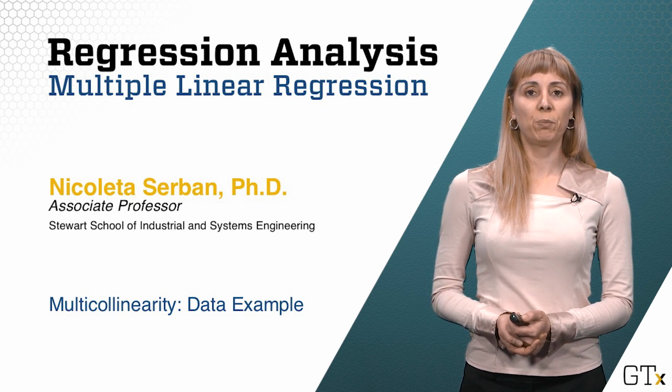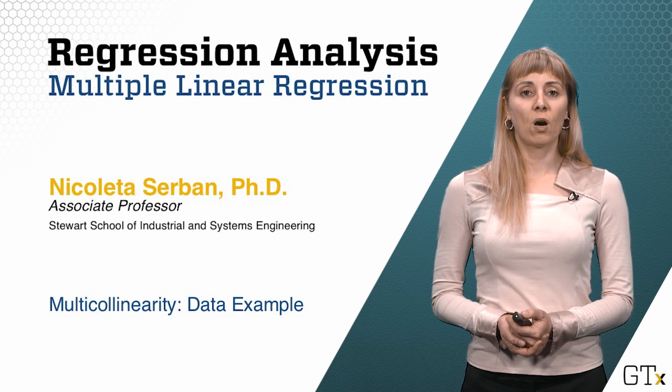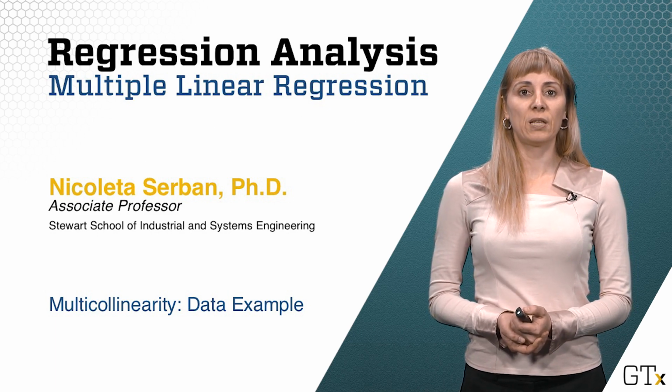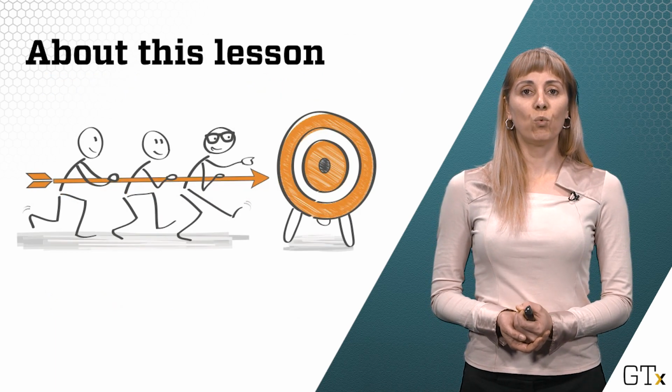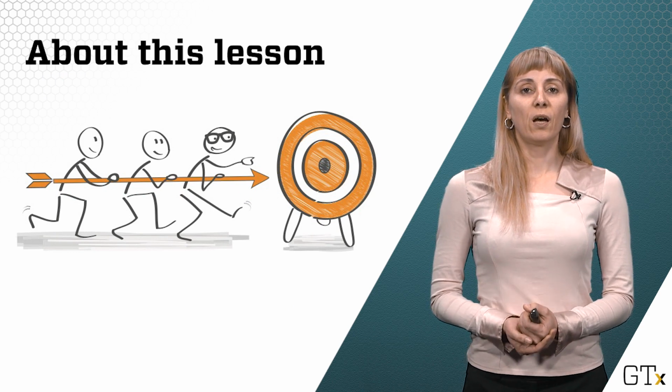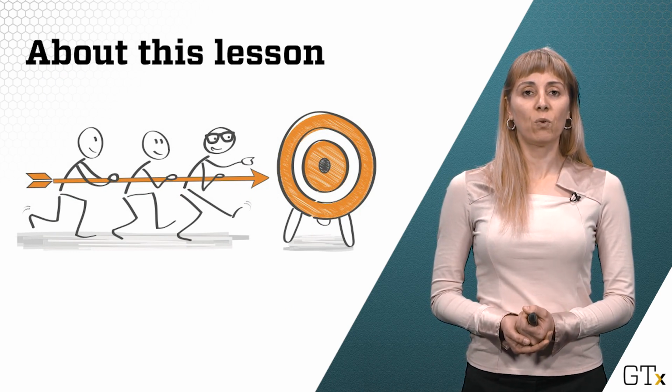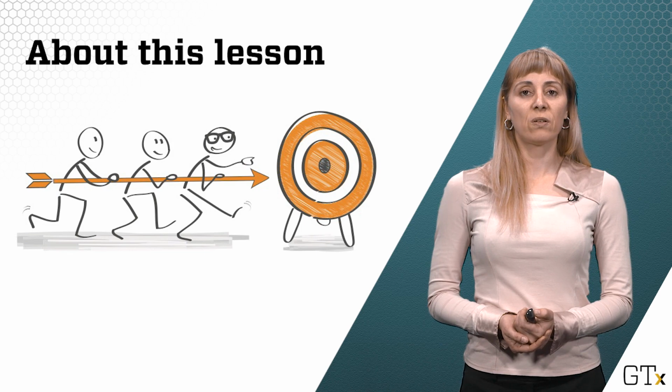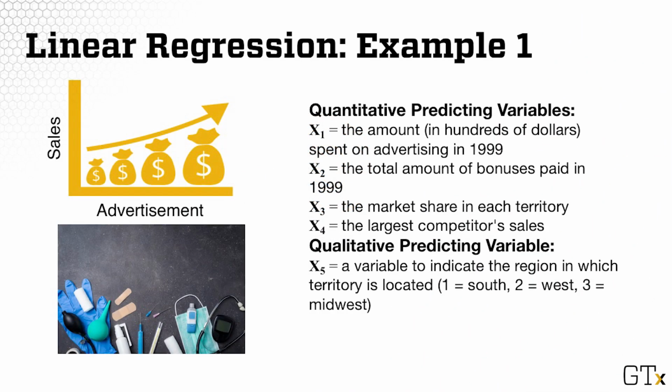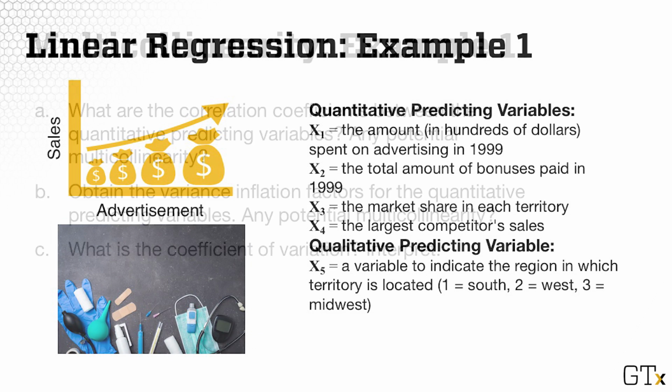The lecture is Multiple Linear Regression with a focus on multicollinearity with the data example. In this lesson, we'll learn how to identify multicollinearity with the R statistical software with a data example. We'll return to the example where we're interested in the relationship between the advertising expenditure and sales in the presence of other predictive variables that impact sales.